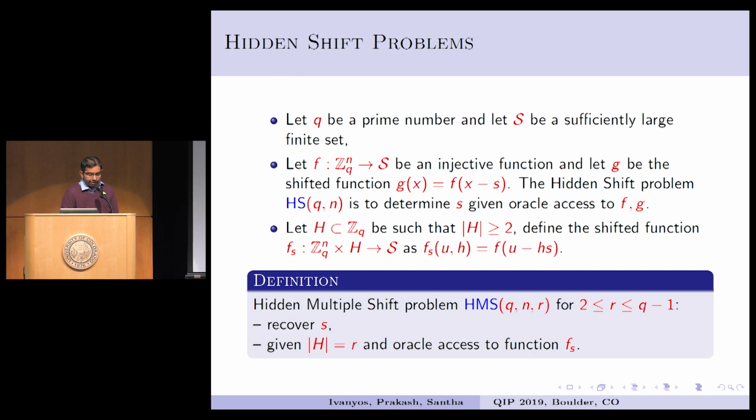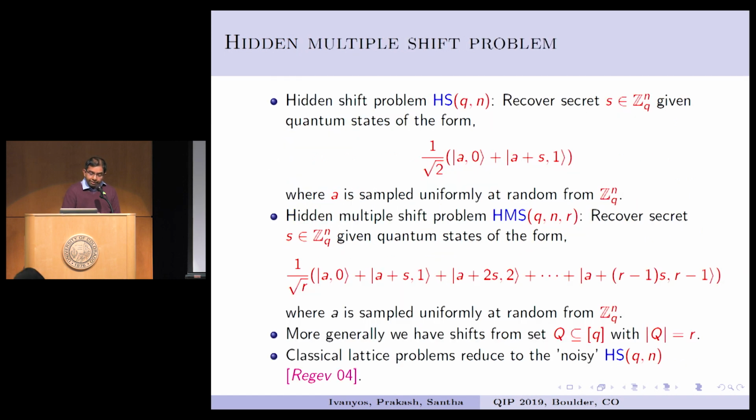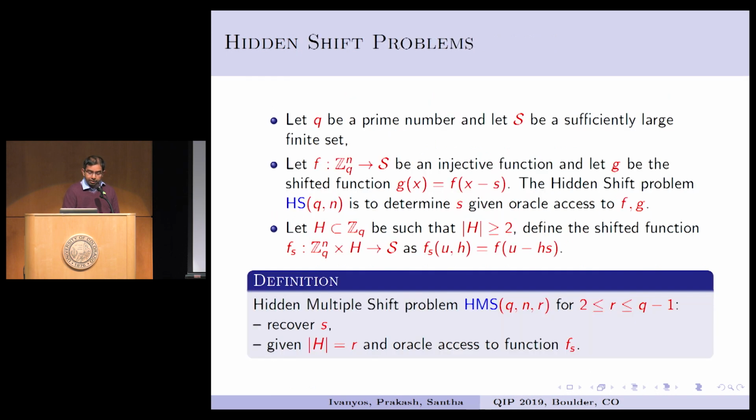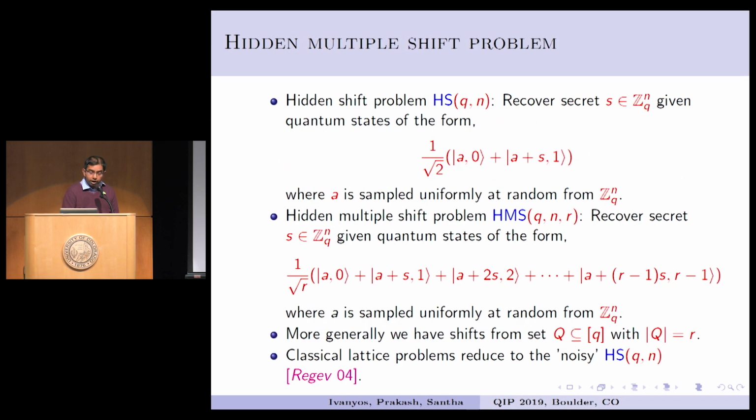Now let me motivate this problem and say why it is interesting to study it. Let's see what it looks like to solve this problem in the quantum form. The natural thing to do would be to set up a superposition over Z_Q^n with all the shifted indices as well. We set up a superposition, then we compute this, invoke the oracle and make a measurement. For the hidden shift problem, it gives us states of the form 1 over square root 2 times |a,0> plus |a plus s,1>, where a is sampled uniformly at random from Z_Q^n. For the hidden multiple shift problem, one would get quantum states of the form 1 over square root R, |a,0> plus |a plus s,1> plus |a plus 2s,2> and so on up to |a plus (R minus 1)s, R minus 1>. The task would be to recover the hidden shift given sufficiently many copies of such states.